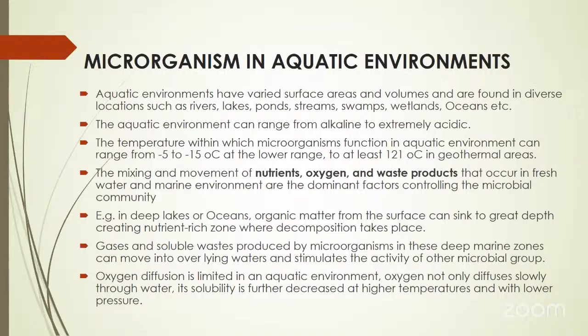From -5 to -15 degrees centigrade. Yes, some rivers, some aquatic environments can be this cold, -5 to -15 degrees centigrade at the lower range. Some can be neutral, some can be warm. We have the warm ones at Ikogosi in Ekiti State. If you have not visited the place, you can tell your parents to allow you to visit.